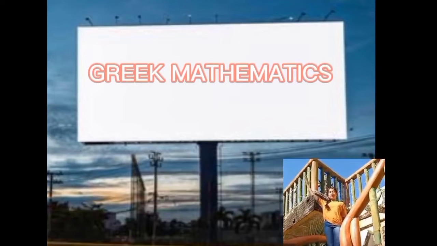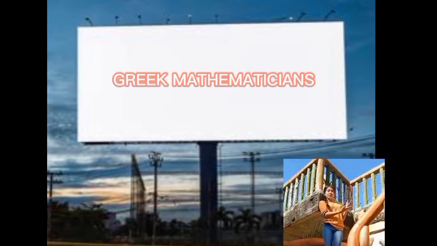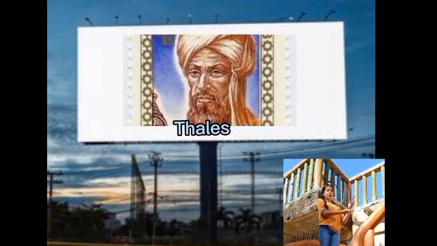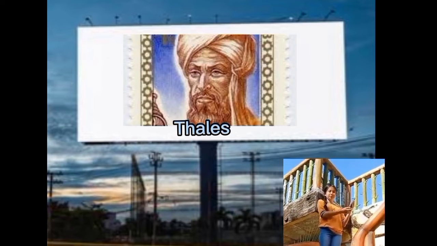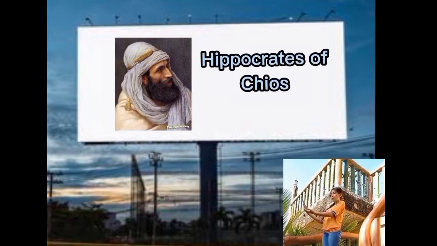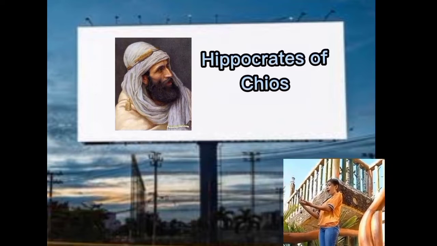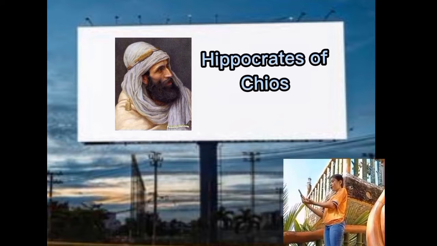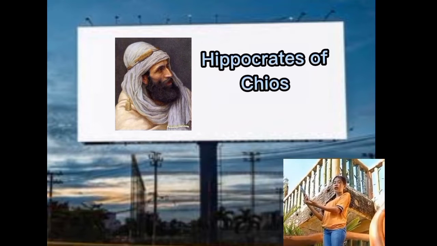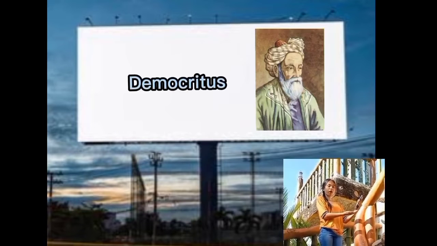Welcome to Greek mathematics. Now, here are the Greek mathematicians. First, this is Thales, also known for the Thales theorem, which is the intercept theorem. Now, proceed to the next one. Next one is Hippocrates of Chios. He is the one who occupied himself with this problem during the 5th century, and he has the 3 classical problems.